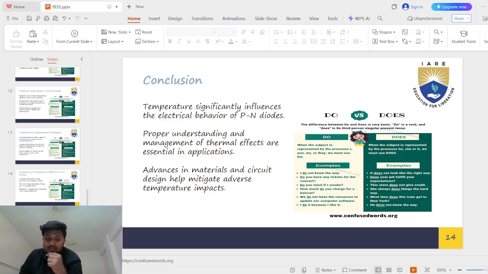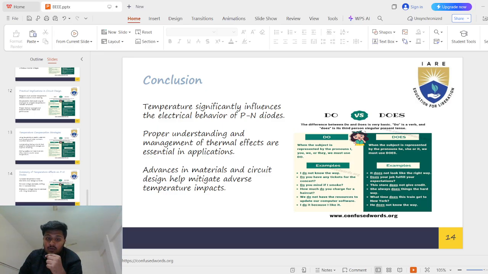Cooling methods like heat sinks or fans are often used to keep diodes from overheating. Advances in both materials, like silicon carbide or gallium nitride diodes, and smarter circuit designs help reduce the negative effects of temperature, making electronics more reliable and efficient.